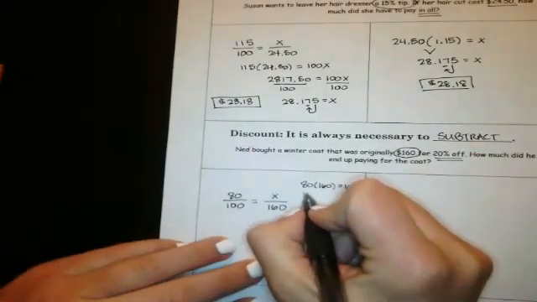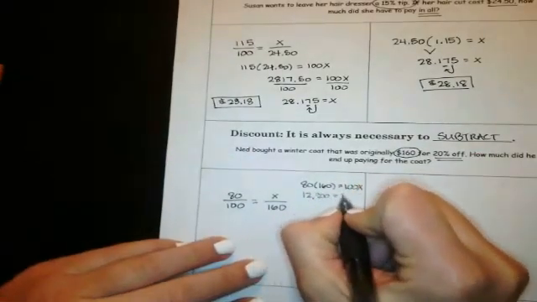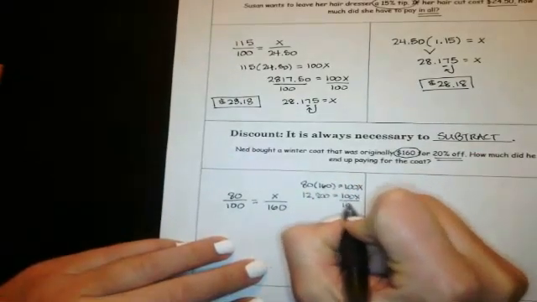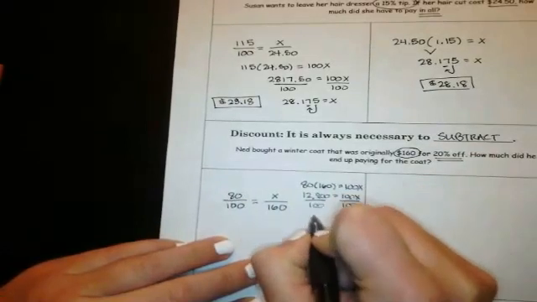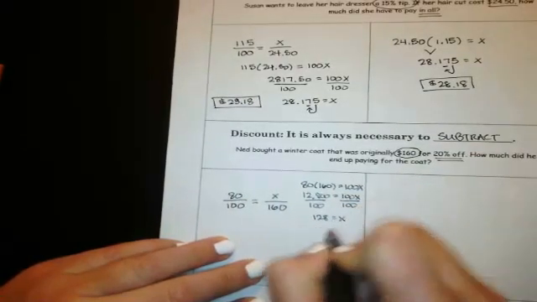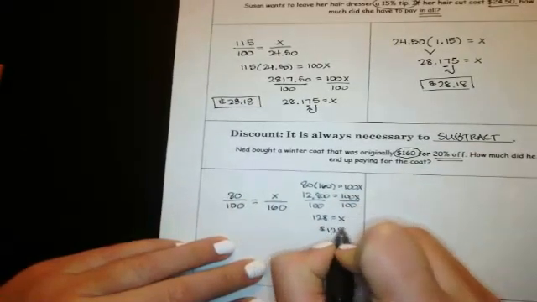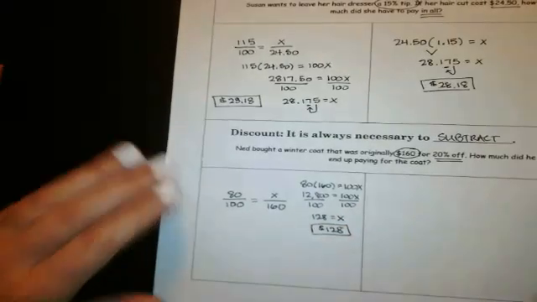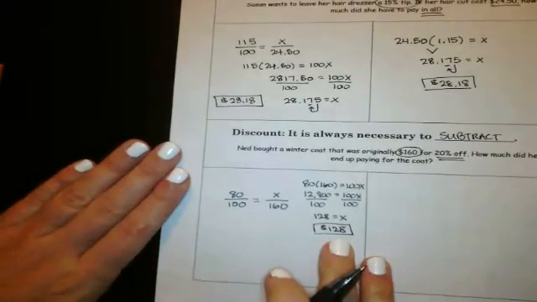This gives me 12,800. Divide by 100. And we get 128. So that means the sale price of the winter coat is $128.